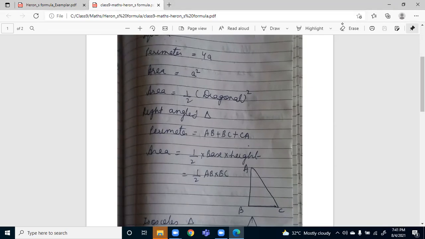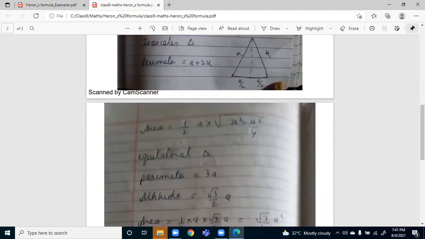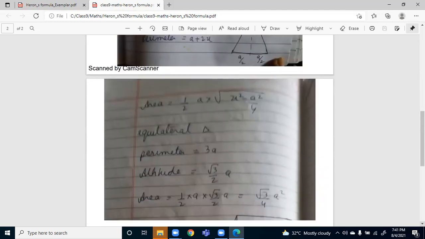So you can write these two formulas. Area of a square if the diagonal is given can be calculated as half diagonal into diagonal, and if the triangle is a right angle triangle, you know, half base into height. And if it is an isosceles triangle, that much difficulty will not come, so please leave it, not required for you in NCERT.